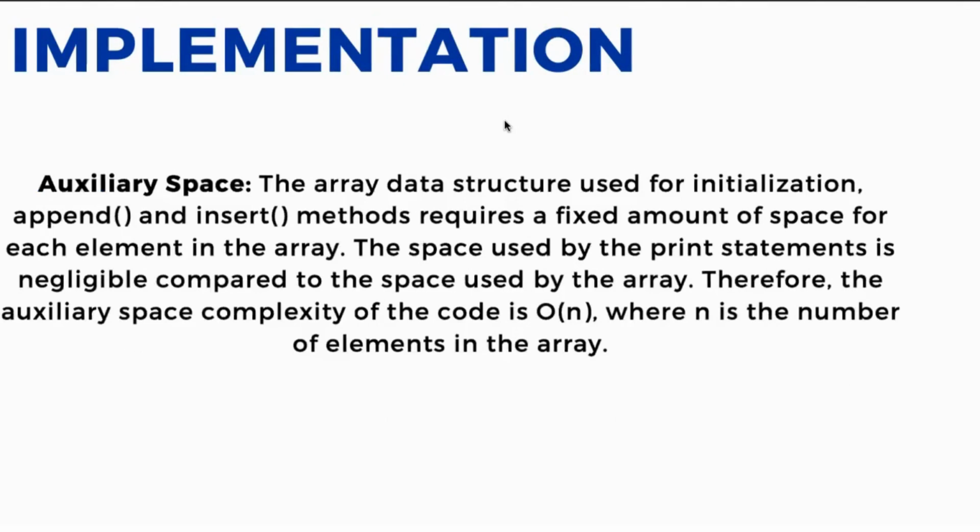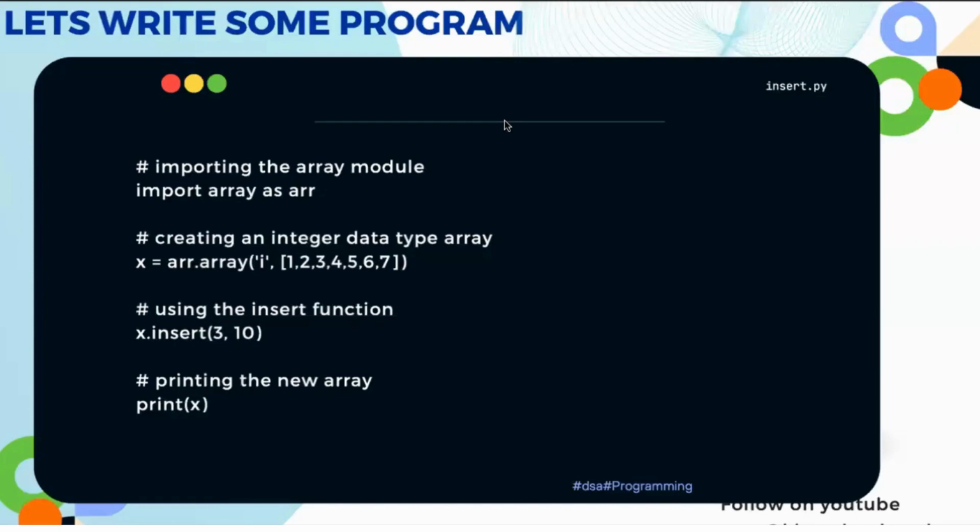And auxiliary space. The array data structure used for initialization, append and insert methods requires a fixed amount of space for each element in the array. The space used by the print statement is negligible compared to the space used by the array. Therefore, the auxiliary space complexity of the code is O(n), where n is the number of elements in the array. Okay, so let's try a little bit of programming here.